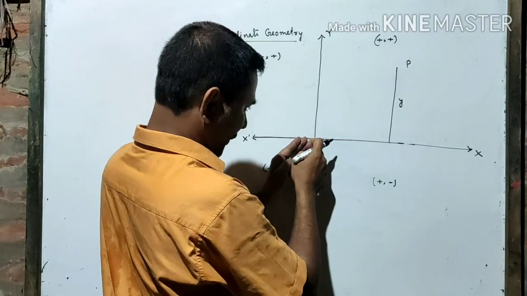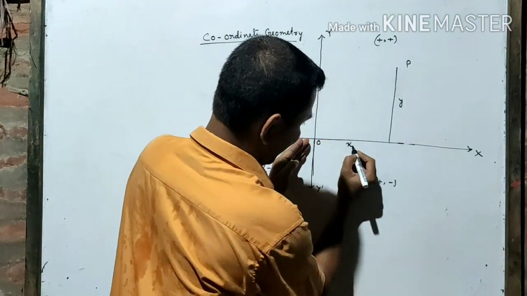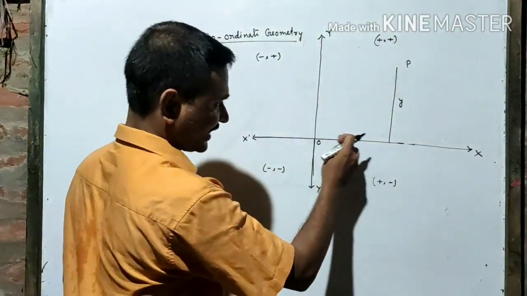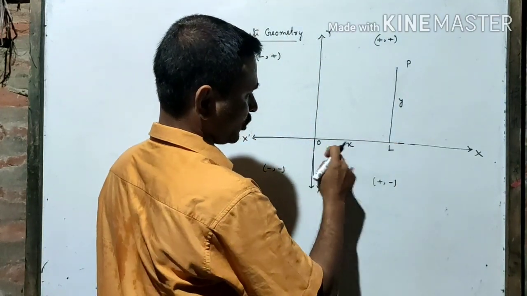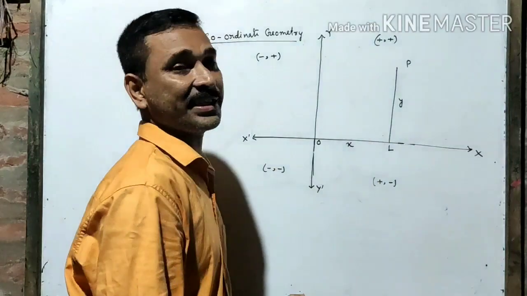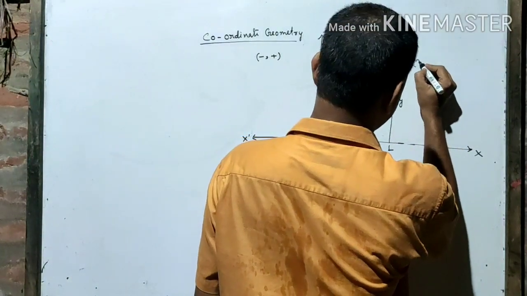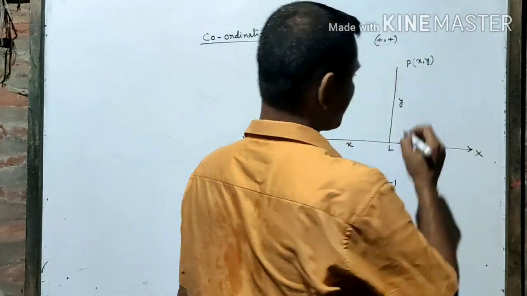from the point, the perpendicular distance of the y-axis is the x-coordinate. So this length is your x-coordinate, and this length, PL length, is your y-coordinate. OL is x and PL is y. And then we say that the coordinate of the point is (x, y).